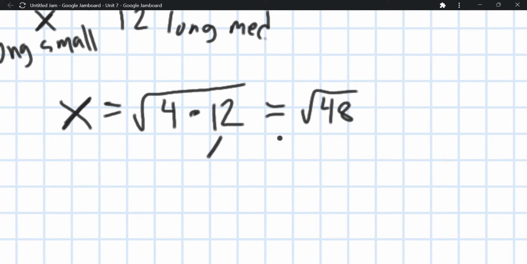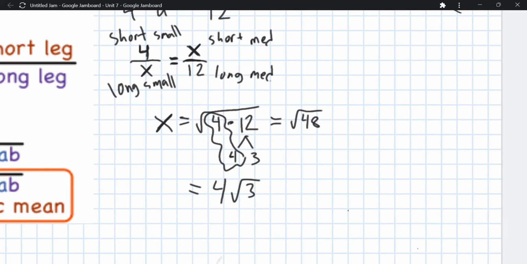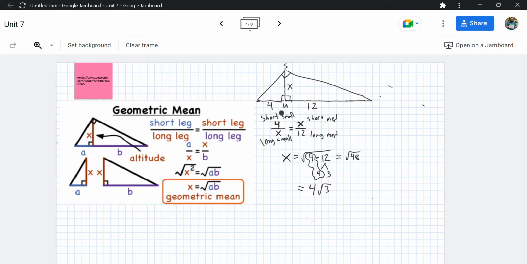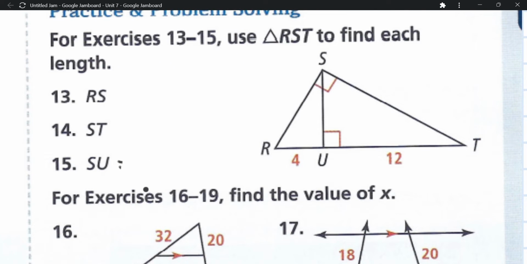So let me just go back over here for a second. Let me break this down. I know that if I have a pair, I can pull out. So 12 is the equivalent to 4 times 3. And I'm going to take this pair right here of 4s and pull them out. I'm going to say 4 radical 3 is the length of x. So you found x. So back over here, what is SU in this situation? SU is equal to 4 radical 3. That number, 4 radical 3.